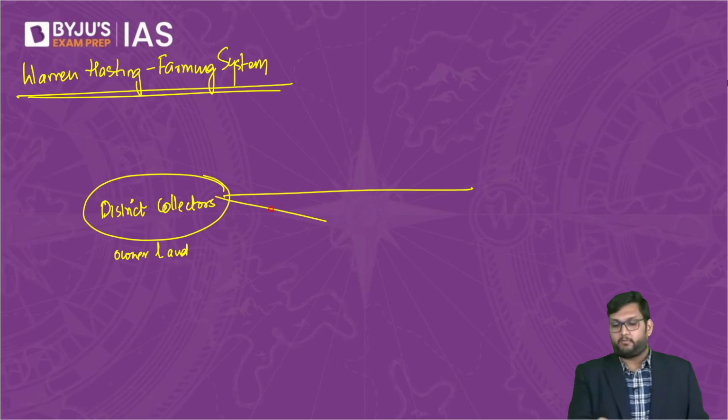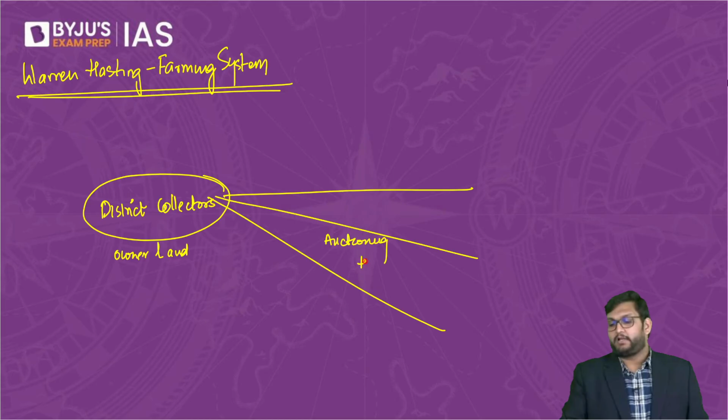In the farming system, the British district collector was the collector, as his name itself says. He is the collector of revenue. He is the ultimate repository of revenue. He is also the ultimate owner of all land. And how he collects revenue is by auctioning the right to collect revenue.